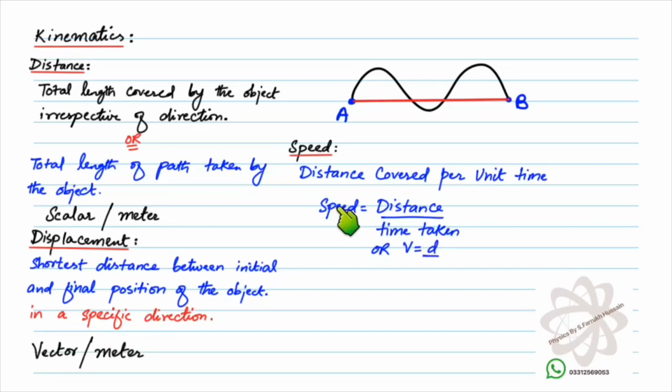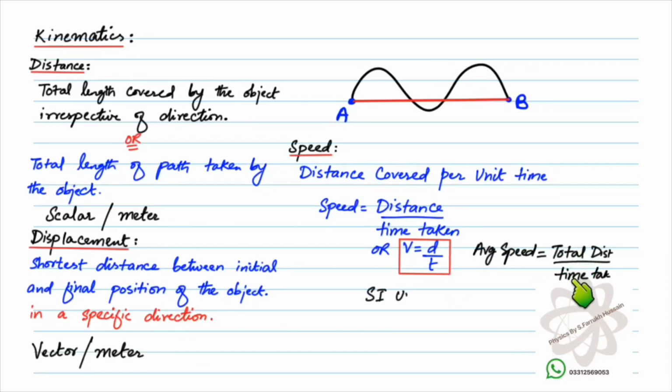Symbol of speed is v. Symbol of distance can be s or d, divided by time taken, while average speed is total distance upon total time taken. SI unit is meters per second, and it is a scalar quantity because it is not dependent upon direction. Neither distance nor time has direction, so speed is a scalar quantity.